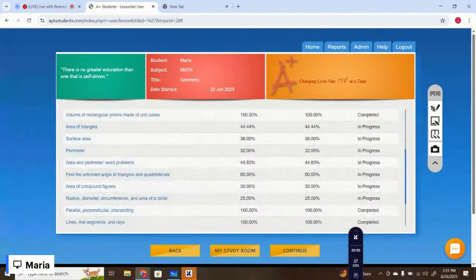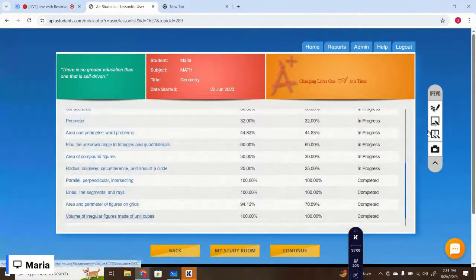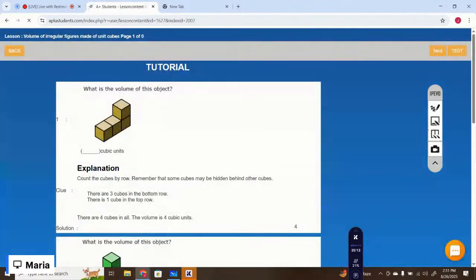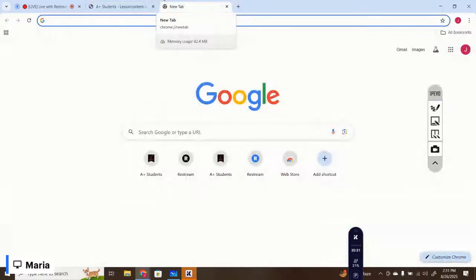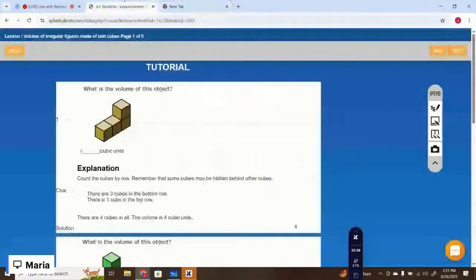The next lesson is volume of irregular figures made out of cubes. What is the volume of this object?